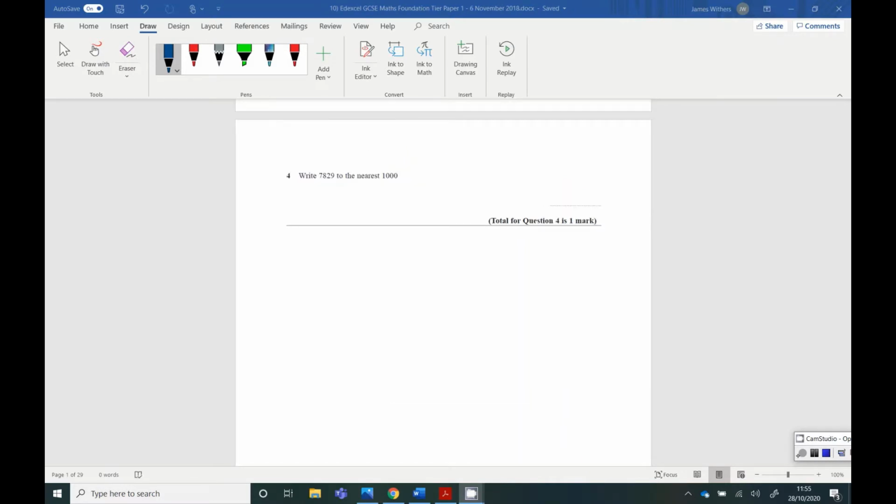Question 4, we've got to write 7,829 to the nearest thousand. So to the nearest thousand, we're talking about numbers like 7,000 or 8,000. Now clearly this is closer to 8,000, in other words it's over 7,500, so the answer is 8,000.